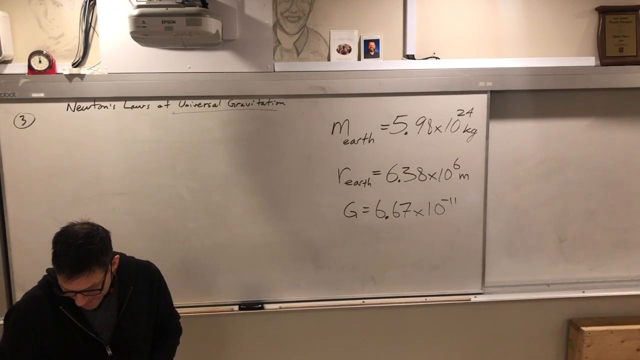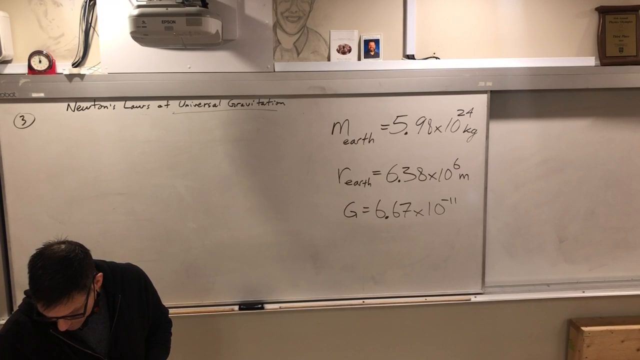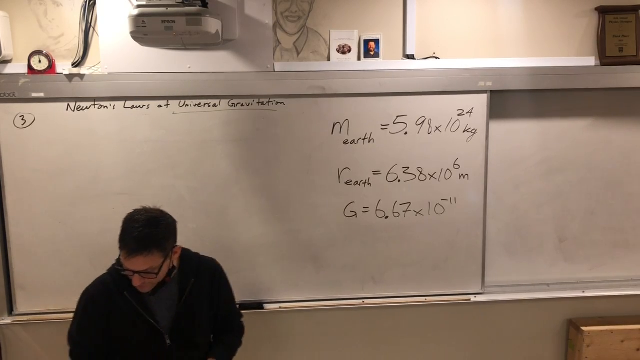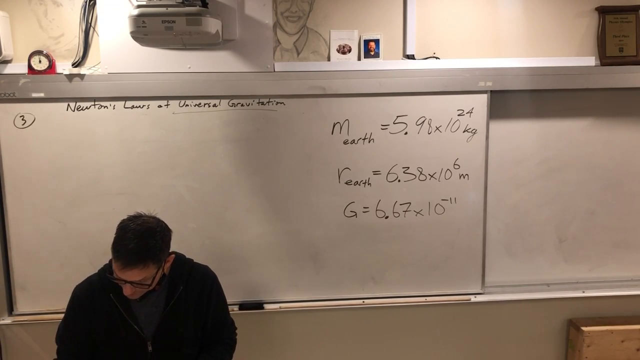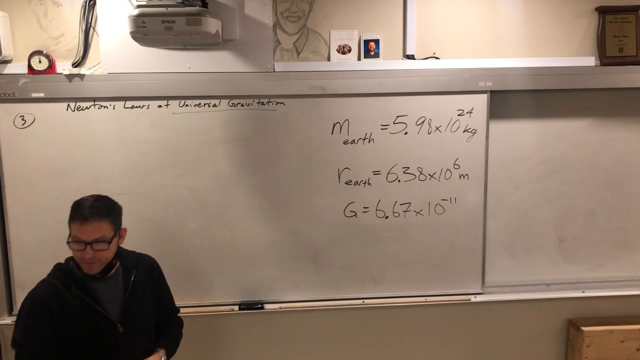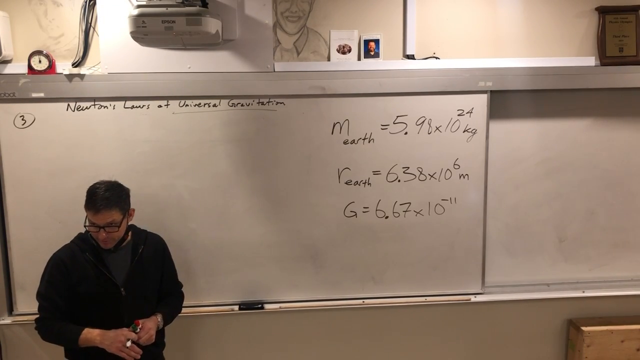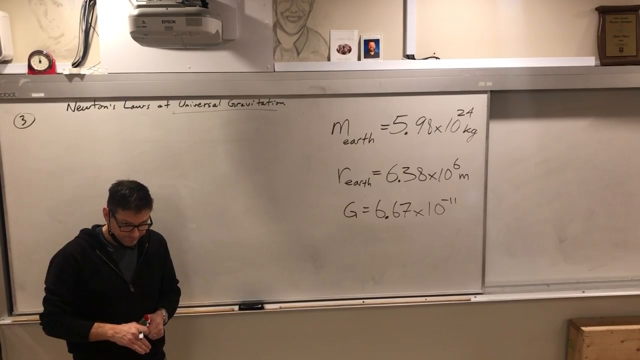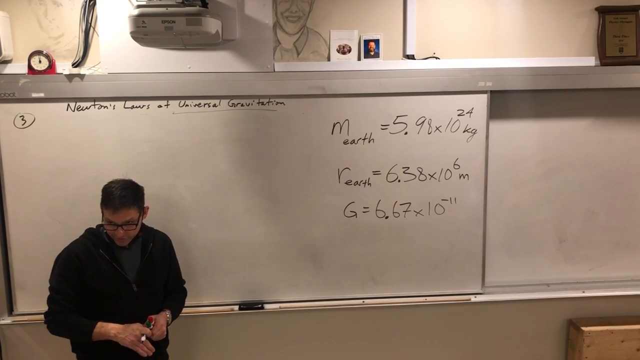So flip it over on the back. What is the gravitational force on a 70 kilogram mass that is 6.38 times 10 to the 6 meters above the Earth's surface? Now there's a hard way to do this, or kind of the normal way to do this.